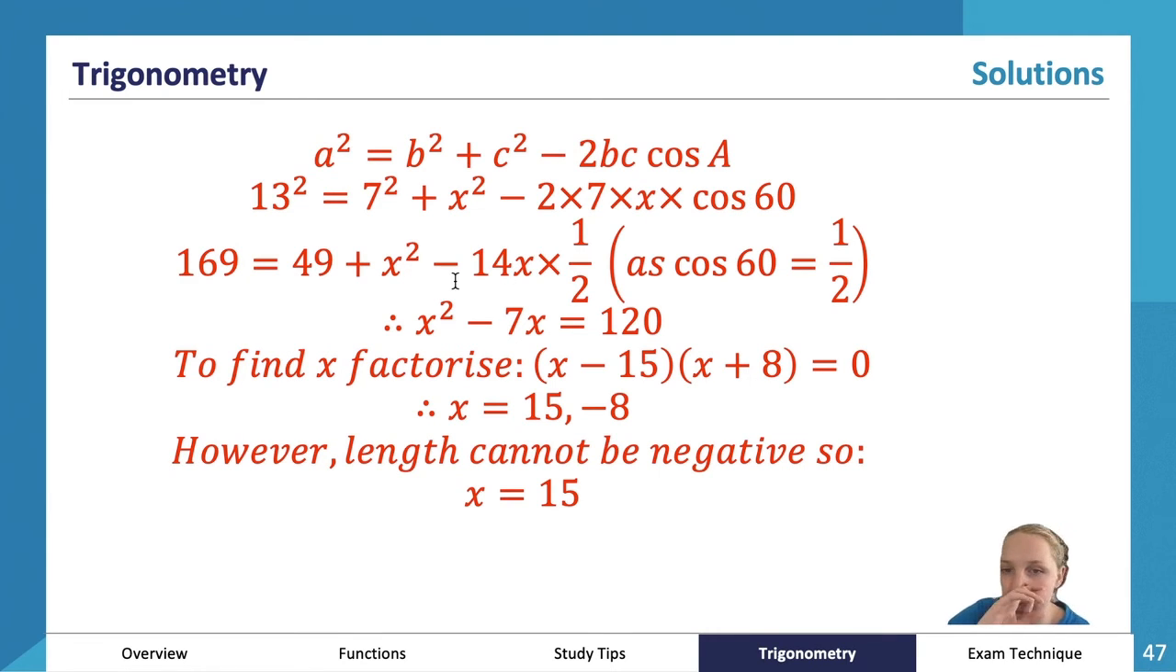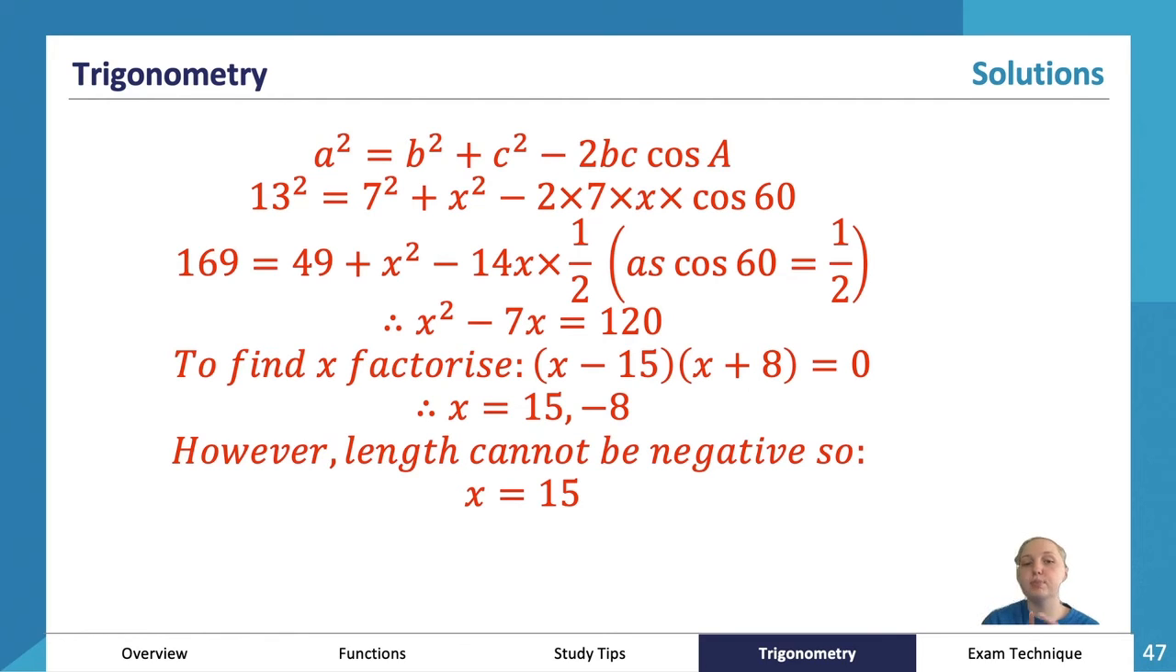So once you've done that, if you subtract that 49 across, and then multiply the 14x by the half, you'll get x squared minus 7x equals 120, which is the first thing that they've asked you to find. Then in order to find x, we've got a quadratic. So move that 120 across, you'll get x squared minus 7x minus 120. Factorize that out, you'll get x minus 15 times x plus 8 equals 0. Therefore, x is equal to 15 and negative 8.